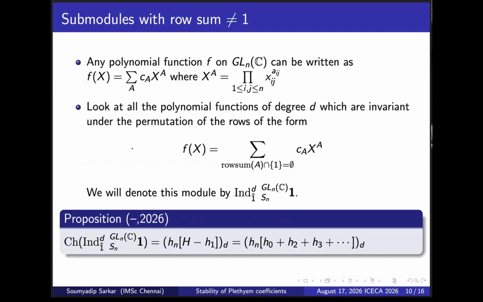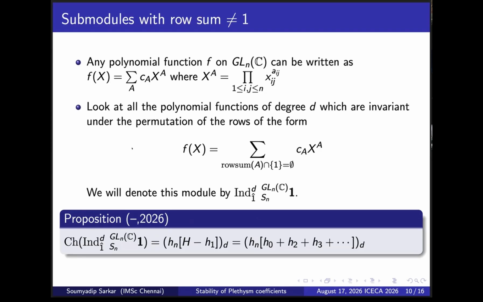Okay. So now I will generalize this notion. Any polynomial function on GL_n(C) can be written in this form: sum over A of c_A x^A, where by x^A I mean x_ij to the power a_ij. And now what I want to do is look at all the polynomial functions of degree d which are again invariant under the permutation of rows, but I don't want to allow any row sum of A to be 1. So I am inventing this notation, Ind-hat 1 from S_n to GL_n of 1.